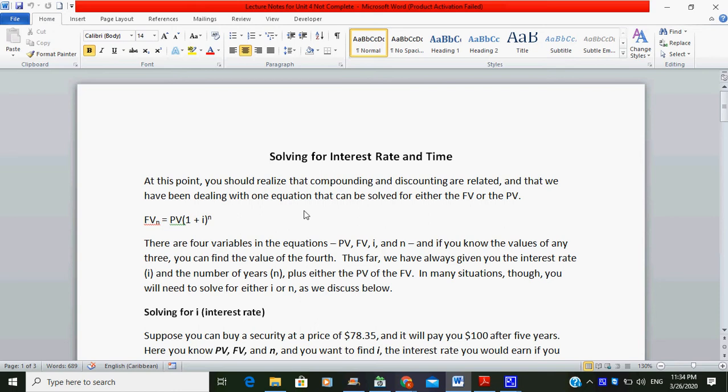Today, we're going to look at a few things. First, we're going to look at how we solve for interest rate and time. Now, at this point, you should realize that compounding and discounting are related, and that we have been dealing with one equation that can be solved for either the future value or the present value.